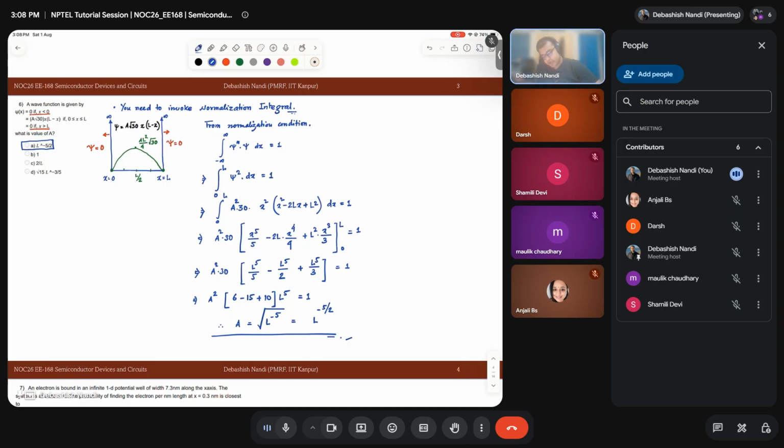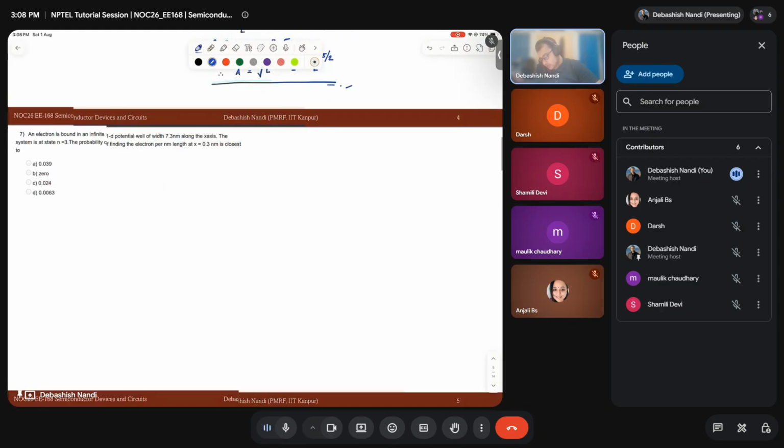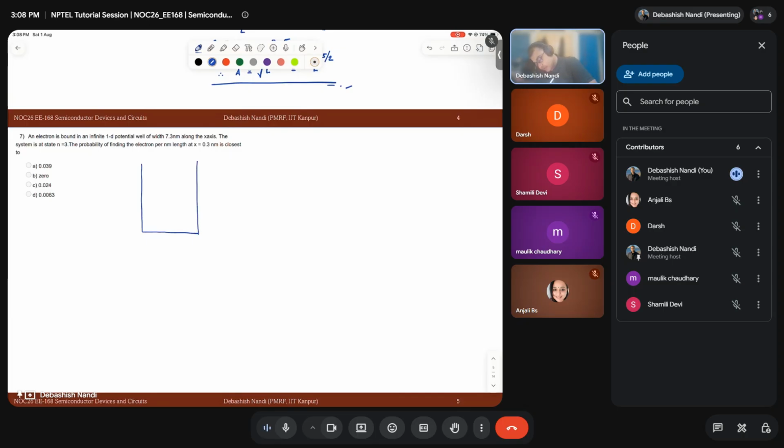Anyway, let's move on. Another question. An electron is bound in an infinite 1D potential well. So again, an infinite potential well problem. Let's try to solve that. The infinite potential well we draw like this. By the way, when I am drawing till this much, what is the y-axis?